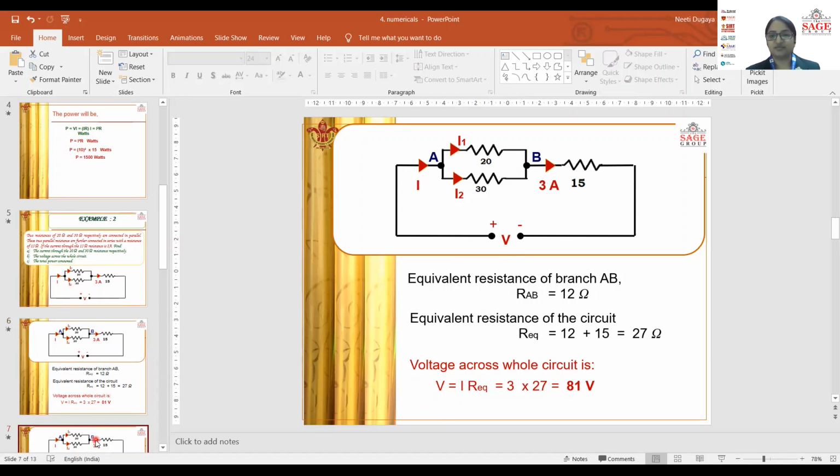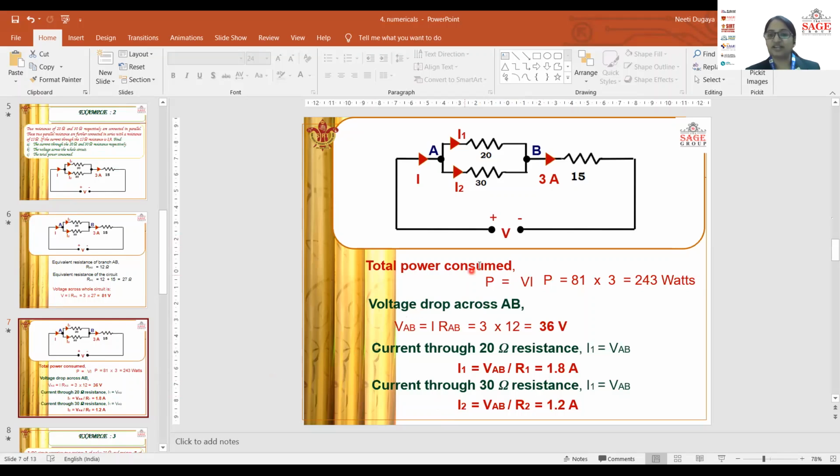Now let's move to the further problems. We need to find out the total power consumed. As we have already seen in the previous numerical, the formula for power is power equals V into I. So we have calculated V, that is 81 volts, and we have calculated current, that is 3 amperes. So the power would be 243 watts, and we get it from multiplying 3 by 81.